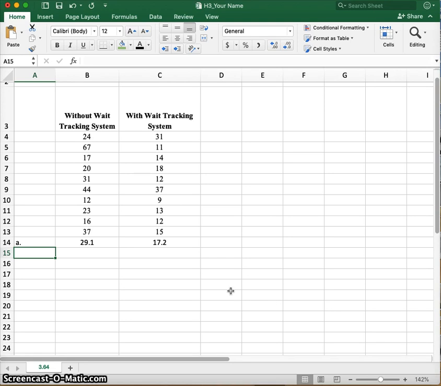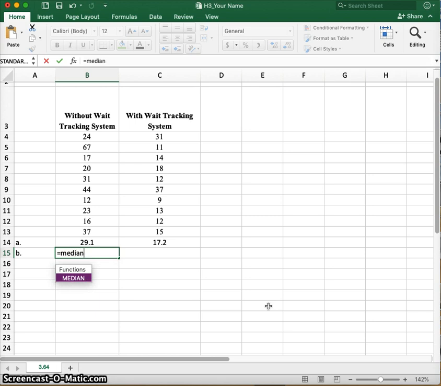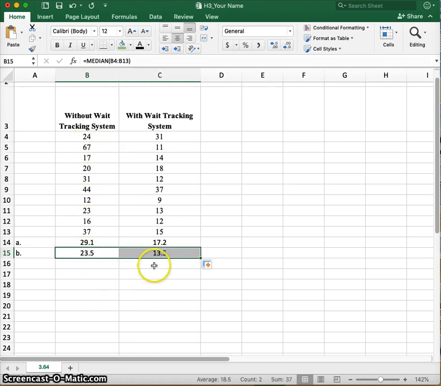Part B wants to know what the median is. So again, it's very easy in Excel. There's a function called median, so I just type equals median, parentheses, and I drag that same data set, close parentheses. I'm going to center it to make it look better. And so I can see the median in this data set is 23.5. And if I just copy that over here, I can see that the median here is 13.5.